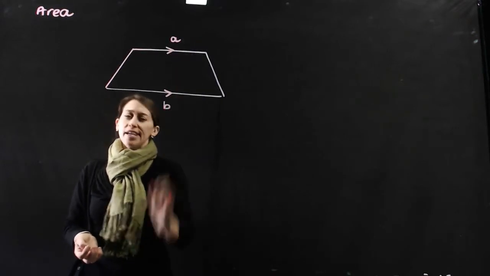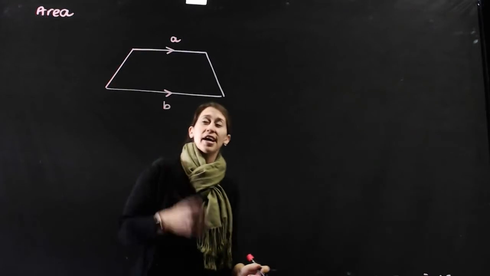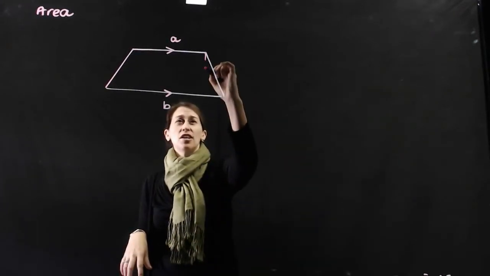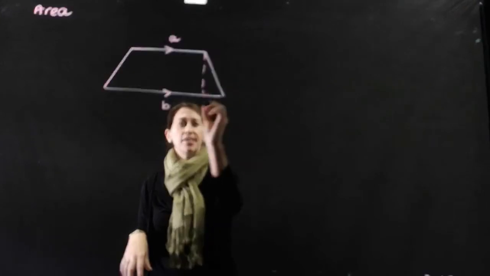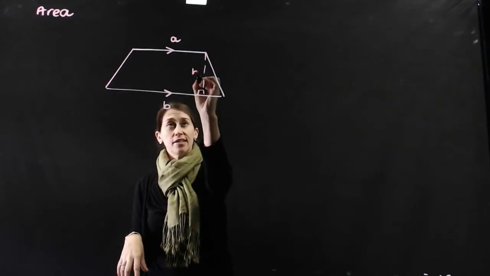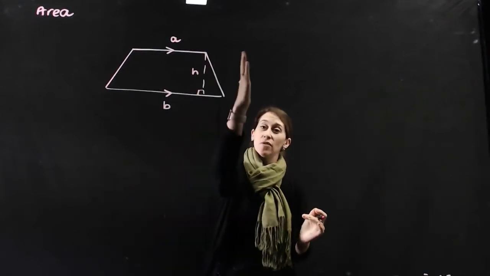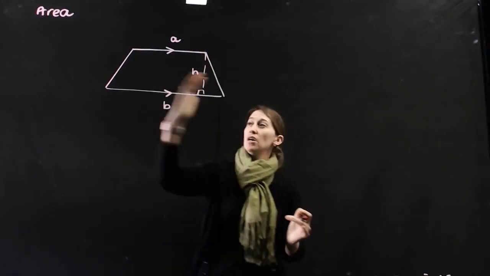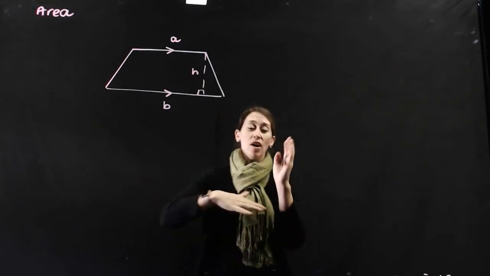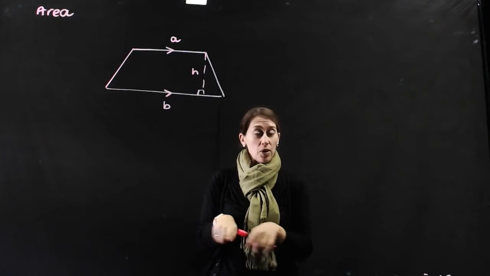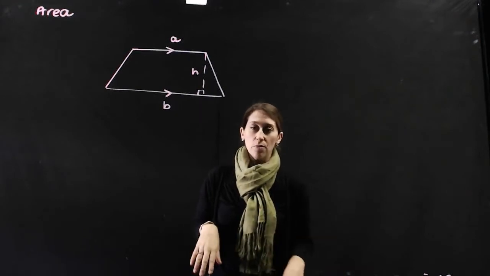Within a formula and on any formula sheet, those parallel sides are A and B. You're also usually given a perpendicular height. Now that height must be sitting at right angles to the bases, being B or A. Sometimes that height is given outside the trapezium, and of course if the trapezium is a right angle trapezium, then the height is going to look very different because it will be on the width of the actual trapezium.